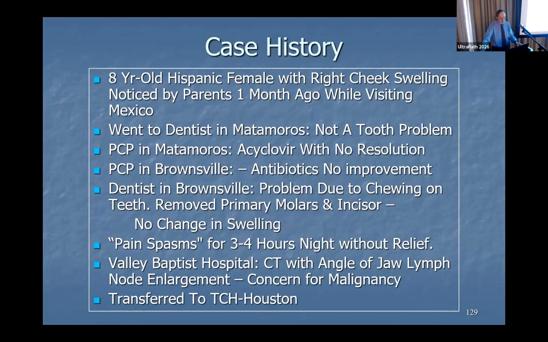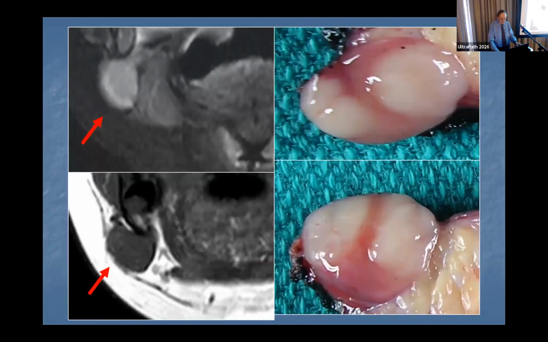Antibiotics were given by a physician there with no improvement. There was a dentist in Brownsville who saw her. He said it was a problem due to chewing on her teeth, so he removed her primary molars and incisors. There was no change. So this child has seen many different people with no real effect. Then she had spasms with pain for about 3 to 4 hours at night without relief, and she ended up going to Valley Baptist Hospital down in the Rio Grande Valley. They did a CT with what they considered angle of the jaw lymph node enlargement, concern for malignancy. So she came to our institution.